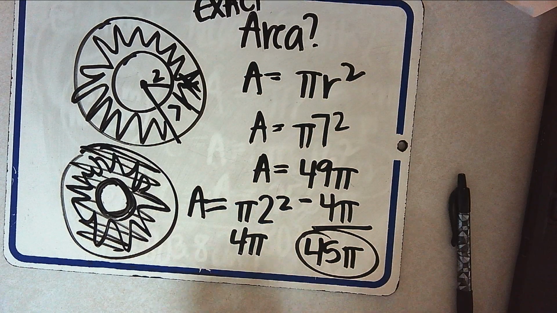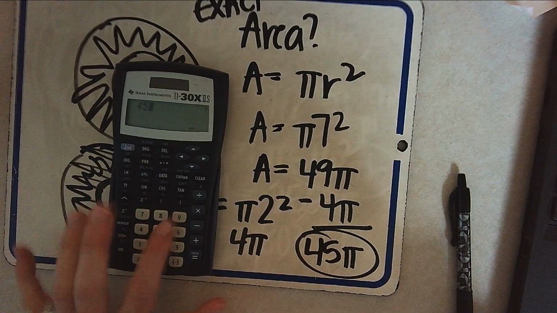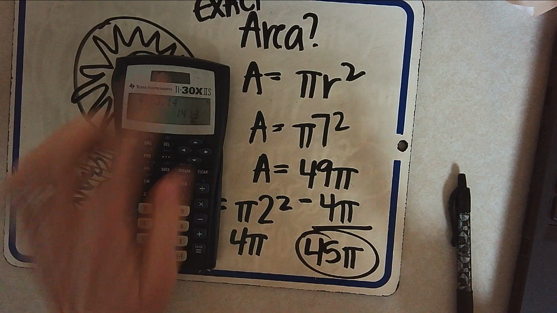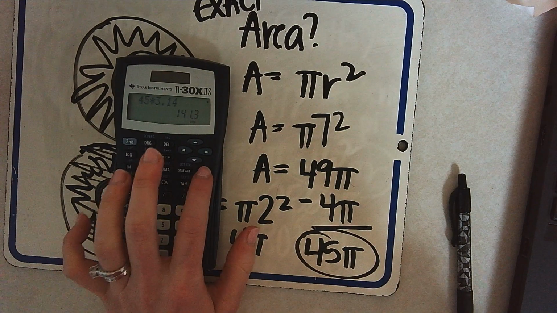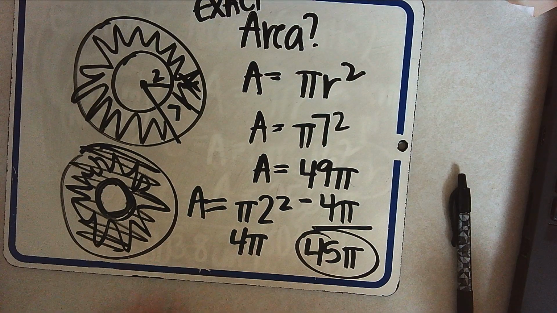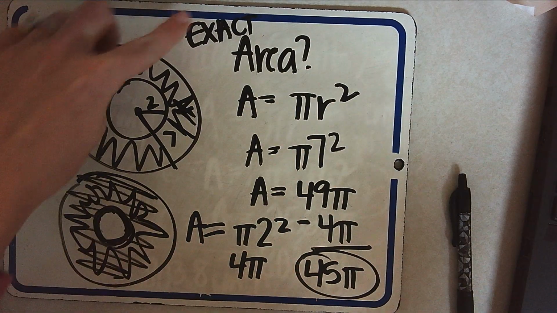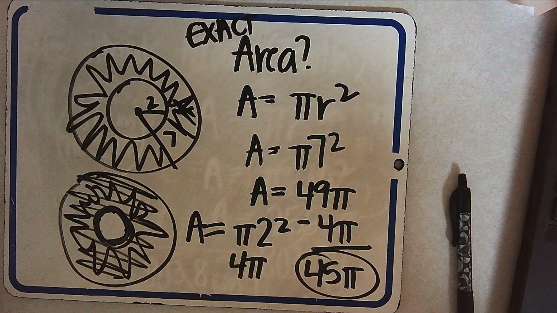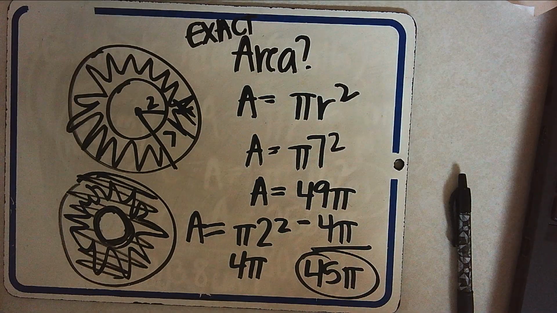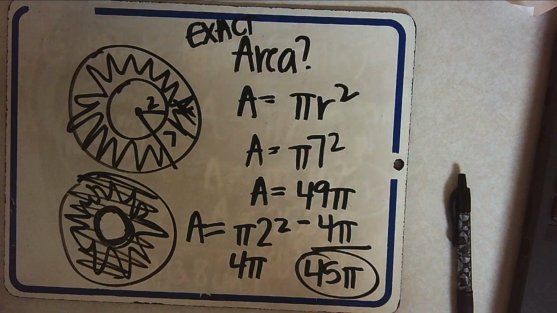If I wanted to estimate that, I could pull out my calculator and do 45 times pi, or 45 times 3.14, and that would give me the estimated area of the shaded part of this circle. So we've got two big differences here. We've got exact, which always means in terms of pi, and estimated, which means we use 3.14 or the pi button, and then we round to the nearest tenth or hundredth or thousandth, whatever it's asking us to do there.